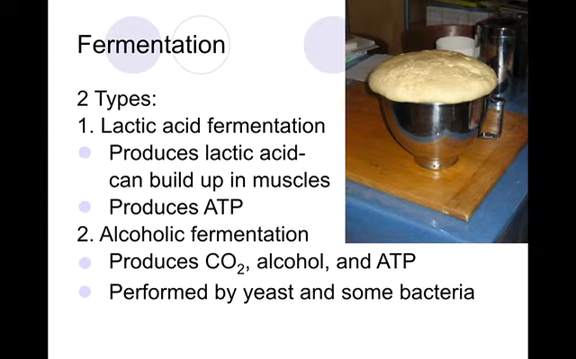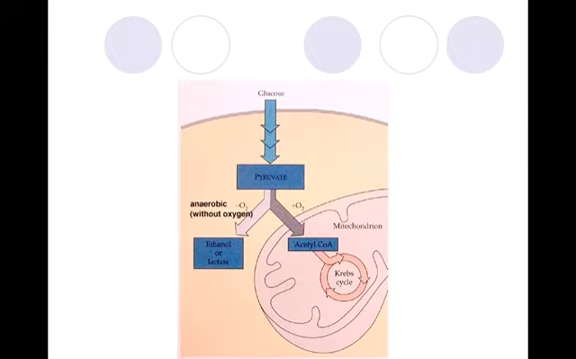We also have alcoholic fermentation. It produces CO2, alcohol, and ATP. This is the process carried out by yeast and some bacteria and is used to make lots of foods and drinks and things like that. So this is the process there.